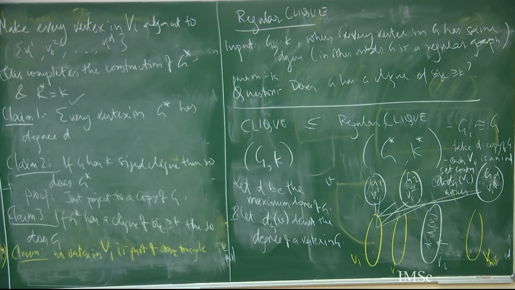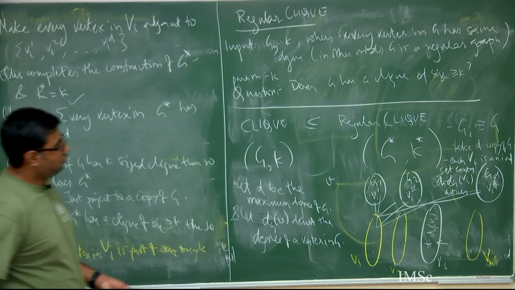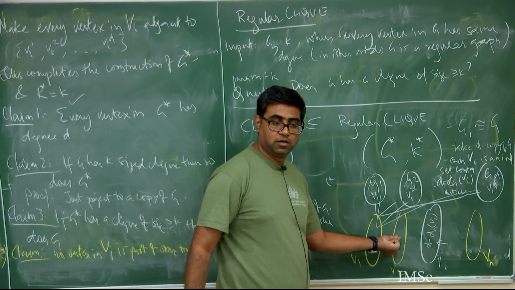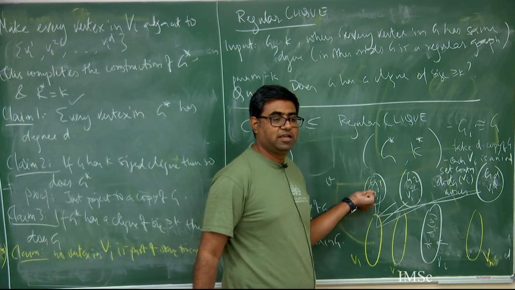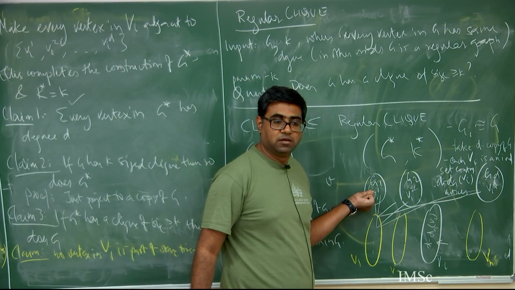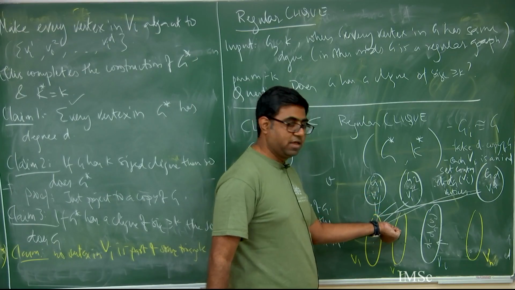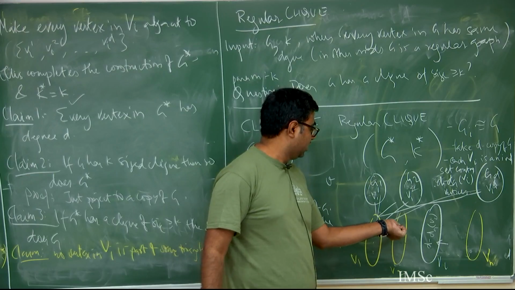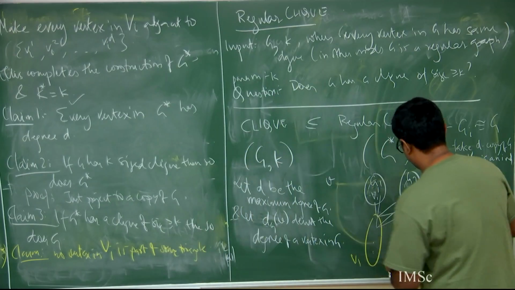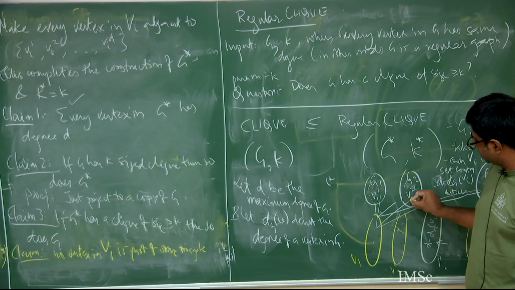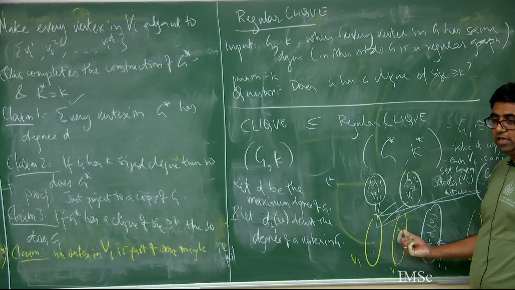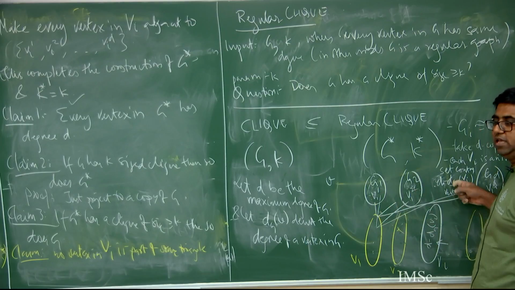No vertex in Vi is part of some triangle. Why? Because look at any vertex in Vi. This vertex has exactly one neighbor in each copy, right? So how can it even be part of a triangle? To be part of a triangle, look, this guy has just one neighbor in this copy, and this guy has just one. So when I look from the V at its neighbors, they are one each into these.